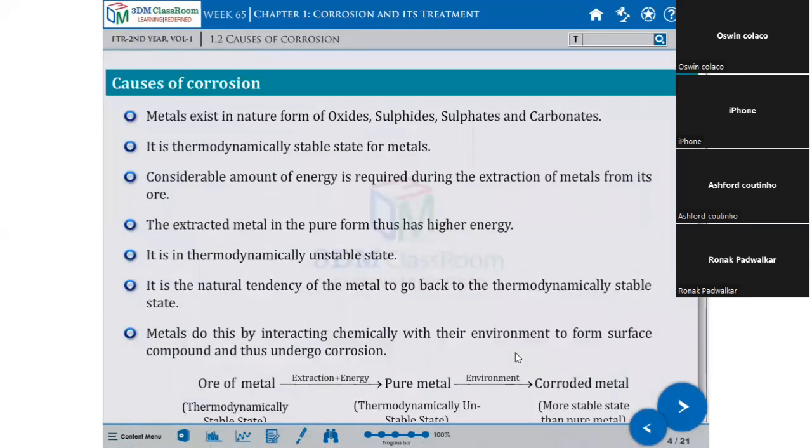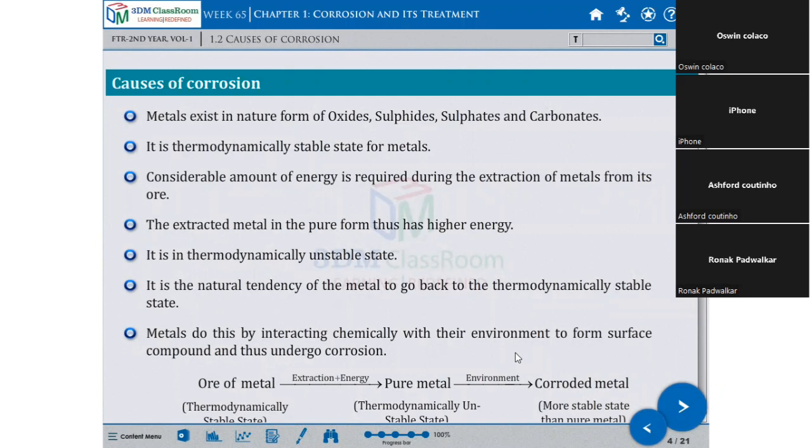Cause of corrosion. Metal exists in nature as oxides, sulfides, sulfates, and carbonates. It is a thermodynamically stable state for the metal. A considerable amount of energy is required during the extraction of metal from its ore. Because of these reasons, the metal gets rusted.